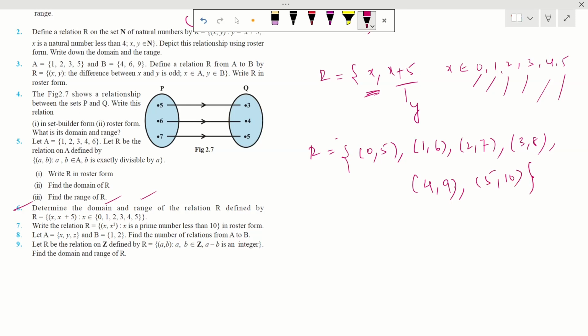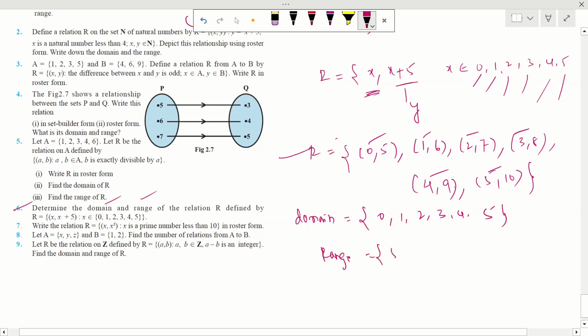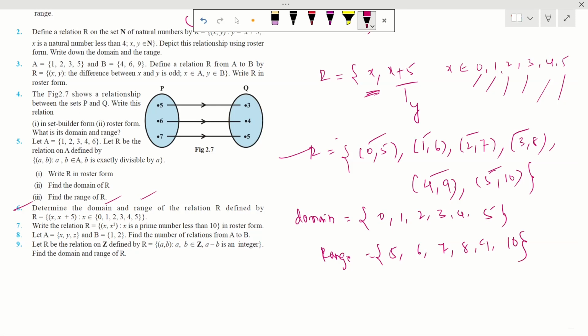Okay, this is in roster form, and now we have to write the domain. What is the domain? The domain is the first elements: 0, 1, 2, 3, 4, 5. Then what is the range here? The range is the second elements: 5, 6, 7, 8, 9 and 10. Okay, that is the meaning of this statement.